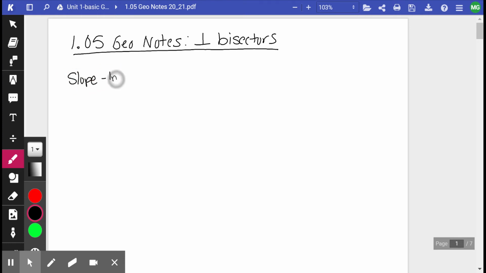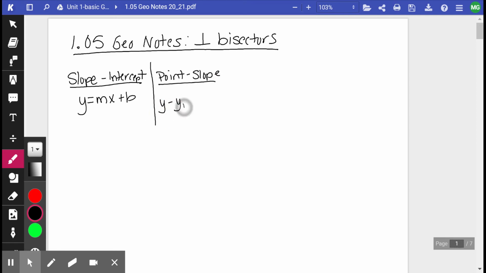So the first one is slope-intercept form. And that is if you have a slope, m is your slope, and a y-intercept, which is your b. Next, we have point slope form. And point slope form is y minus y sub 1 equals m times the quantity x minus x sub 1. So that's if you're given a slope, which is m, and a point, which would be x sub 1, y sub 1.